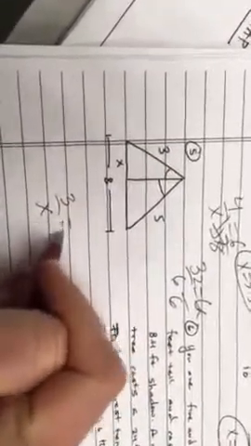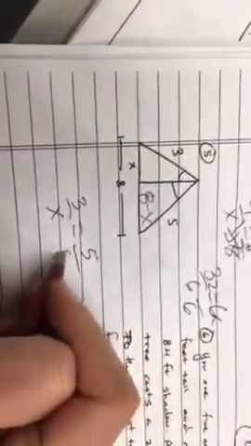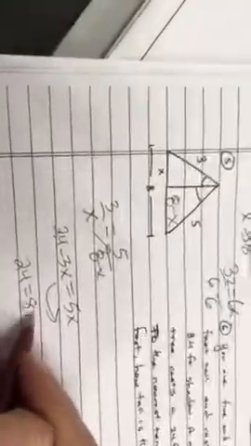Here you got 3 over x equals 5 over... This whole thing's 8, and that's x. This would be 8 minus x. All right. You're going to have 24 minus 3x equals 5x. Move that over. 24 is 8x. Divide, x is 3.